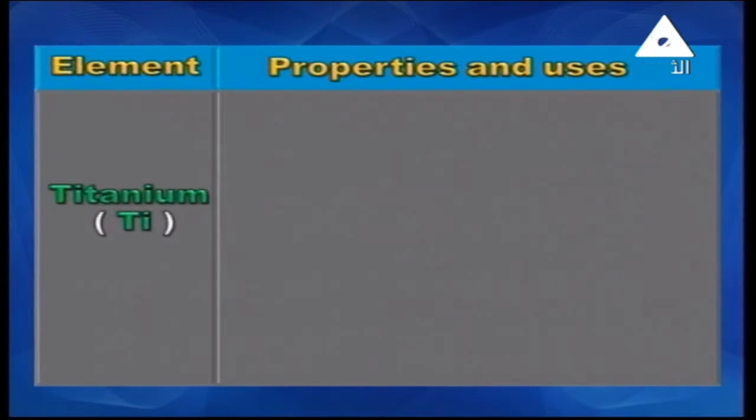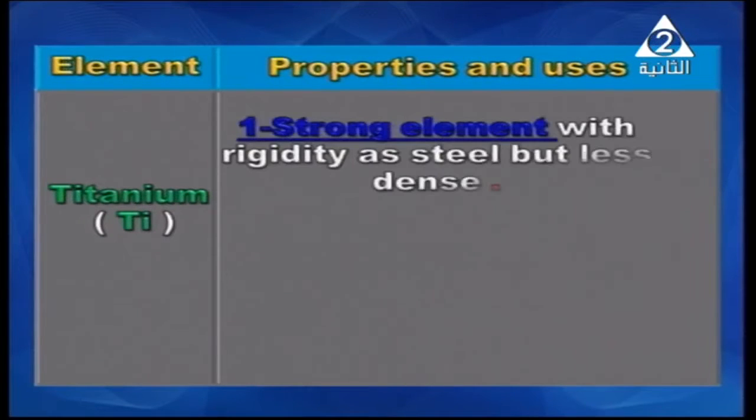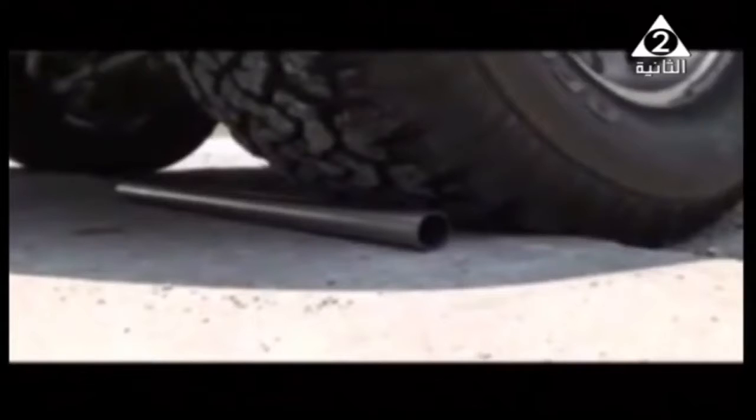The second element, which is titanium, which is a strong element with rigidity as steel but less dense, as the following animation will show. My dear students, we are going to show the strength of titanium by using three different tubes. One is made of carbon fiber, and one is made of aluminum foil, and one is made of titanium. And we are going to see the rigidity of the titanium by moving the car over these tubes.